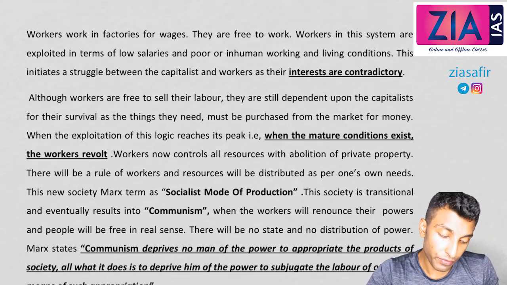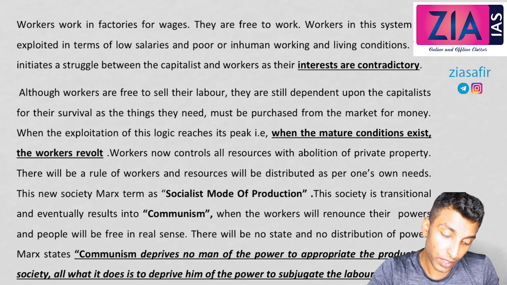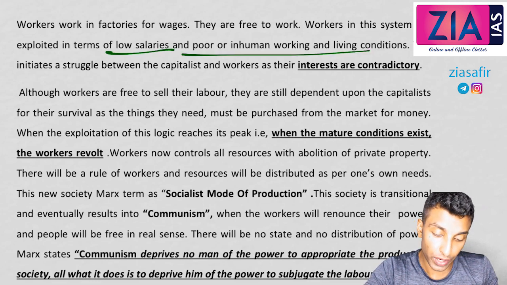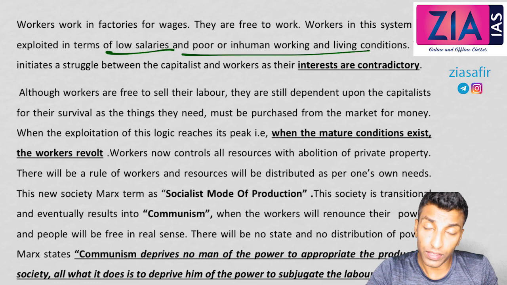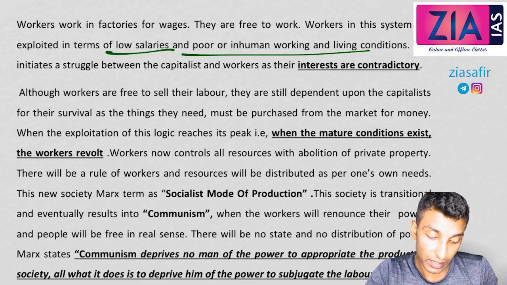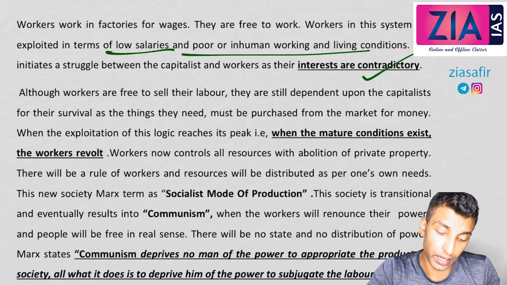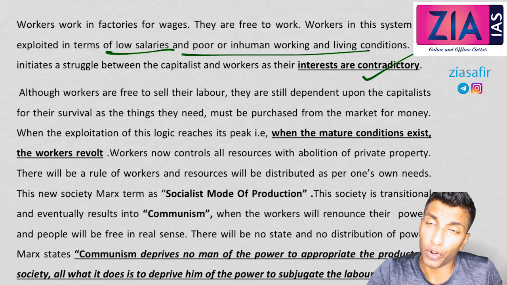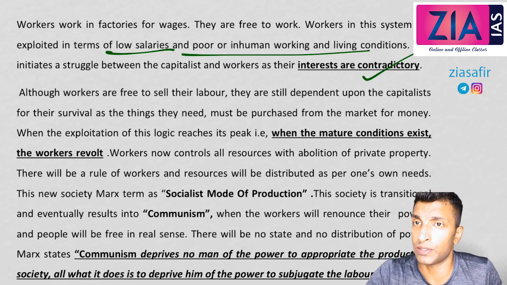So workers work in factories for wage. They are free to work. Workers in this system are exploited in terms of low salaries, poor or inhuman working condition, etc. This initiates a struggle between the capitalist and the workers, as their interests are contradictory. Their interests are contradictory because workers don't want to work more time, but capitalists want the workers to work more time. Workers want more wages, but the capitalists want to pay less wages.